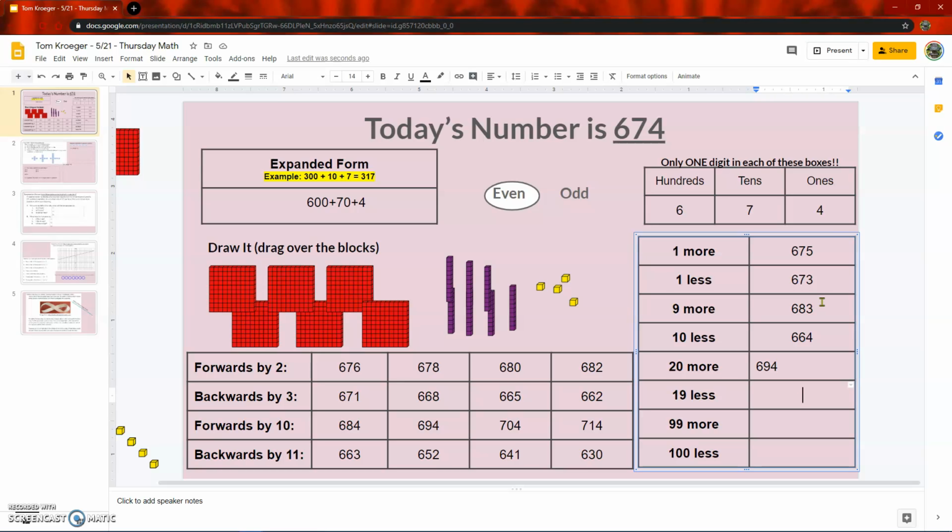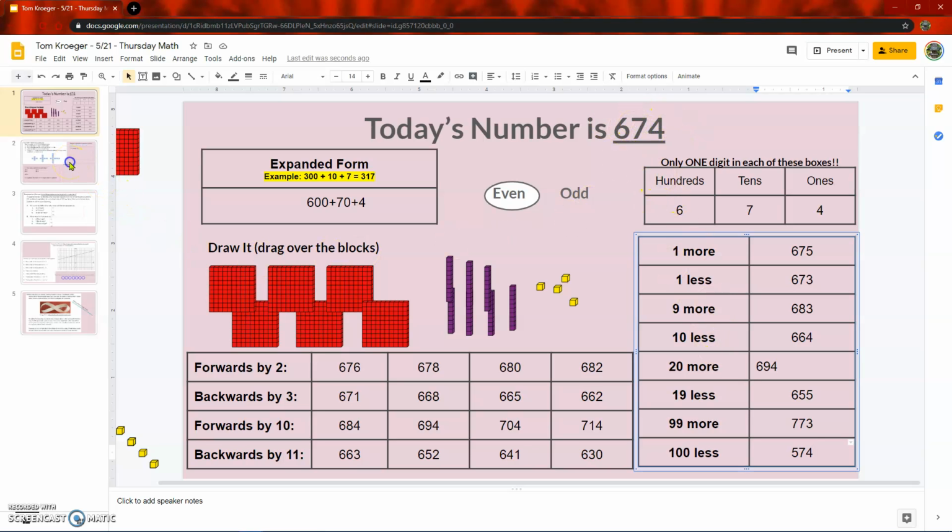So 19 less is just like 20 less. So instead of 654, it's 655. 99 more, or 100 less. 99 more is just like 100 more, except it's 1 less. So it's 773. It's not quite 100 more, but 100 less would be 574. So that's how you fill these in. And with the newer ones, you have some doubling and halving and some fractions in there. Same idea. You're going to fill in the number from the number of the day.